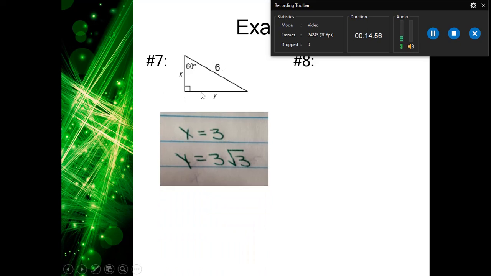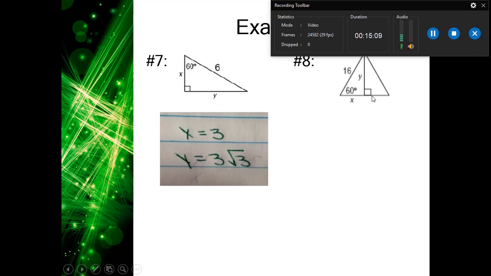In example number 7, there's my largest angle. The unmarked angle is my smallest angle, but what they're providing me is 6, the hypotenuse. I can work backward to obtain the short side simply by dividing by 2, which means x will be 3. And then once I know the short side, I can find y simply by multiplying by radical 3. So we have 3 and then 3 radical 3.